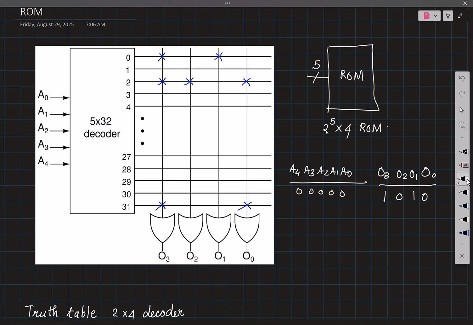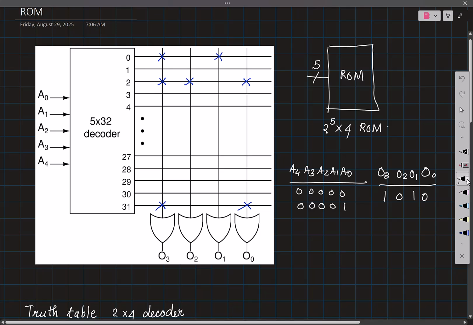Is it okay? Quickly tell me what you get if I give 0, 0, 0, 0, 1. From the back section, what value do you get? All zeros, right? Because this line has become 1, but it is not connected to any of the OR gates. Right? Therefore, this is going to be 0.